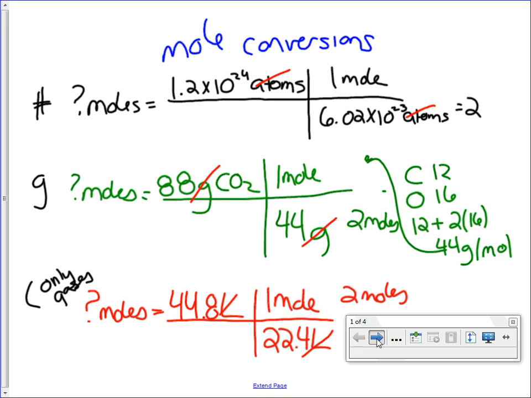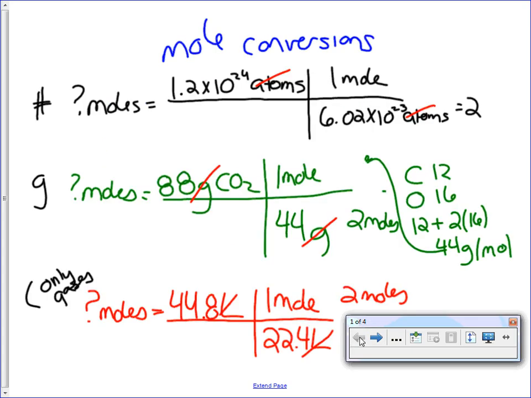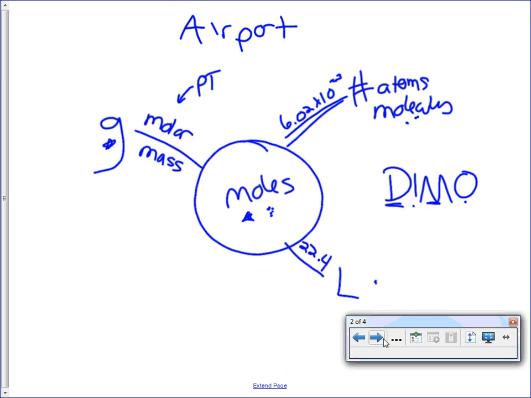So now let's update our airport. Here's liters. What's my conversion factor? How do I get in and out of the airport? Using 22.4. Okay? If I know that I have 44.8 liters and I'm going into the airport, I'm going to divide 44.8 by what's on the line, 22.4, and multiply 2 moles by 22.4 to get out. Okay? Last thing you need to know about liters is Avogadro's hypothesis.